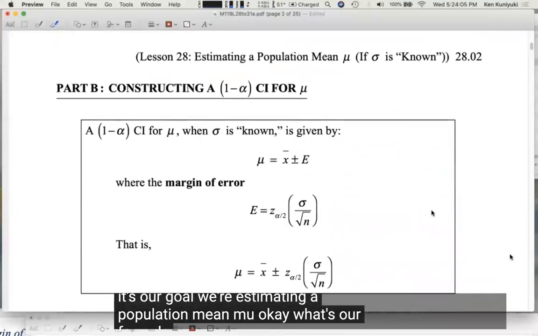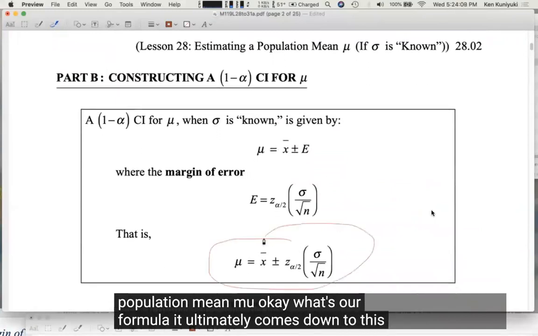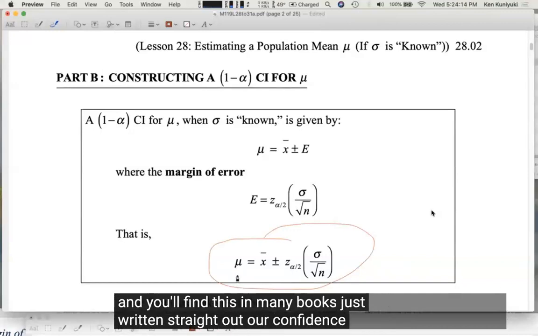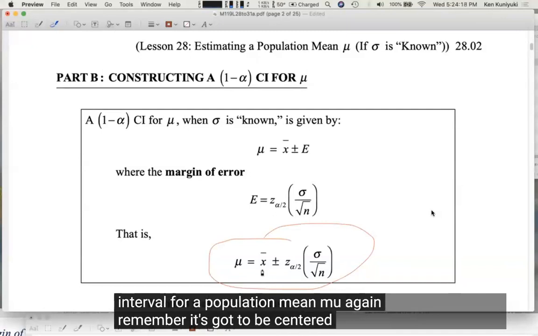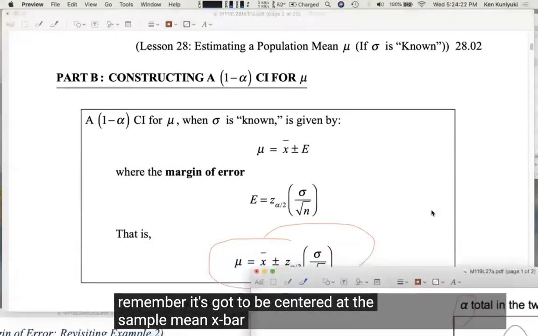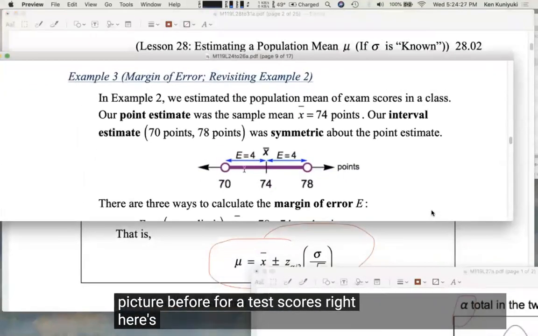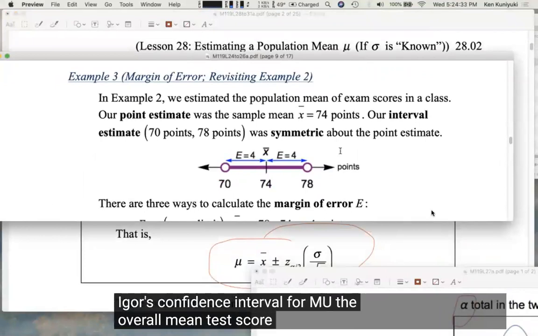What's our formula? It ultimately comes down to this. And you'll find this in many books, just written straight out. Our confidence interval for a population mean mu, again, remember, it's got to be centered at the sample mean, x bar. Remember our picture before for test scores? Here's Igor's confidence interval for mu, the overall mean test score for the class, the population mean.